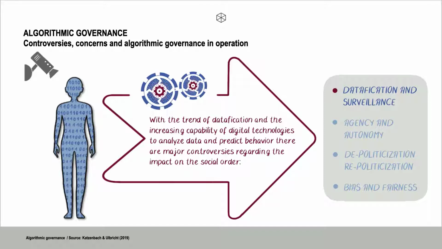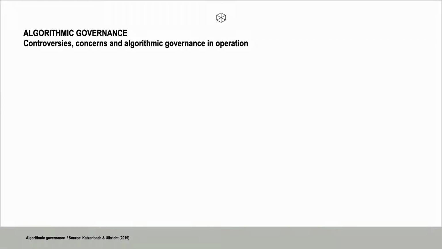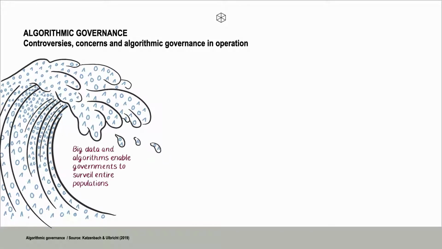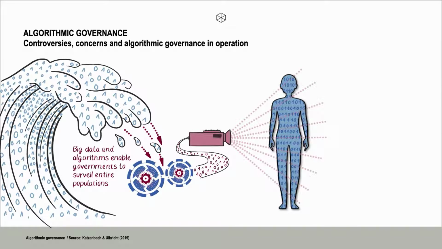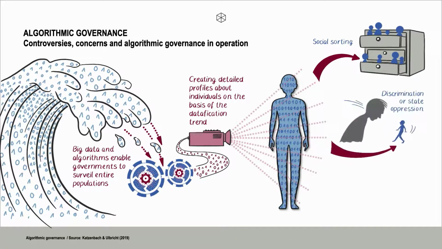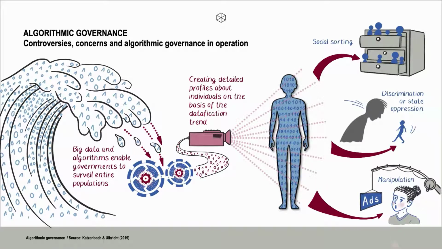Datafication and surveillance. Digital technologies such as big data and algorithms enable governments to surveil entire populations and to create detailed profiles about individuals on the basis of the datafication trend. This creates numerous opportunities for social sorting, discrimination, state oppression, and the manipulation of consumers and citizens. Consequently, civil and human rights are in danger, such as privacy and freedom of speech.